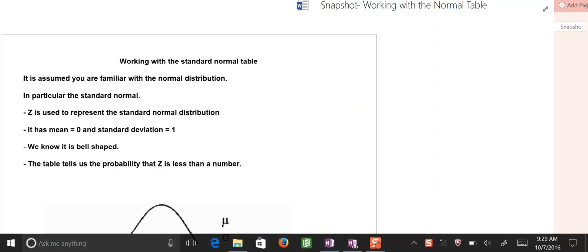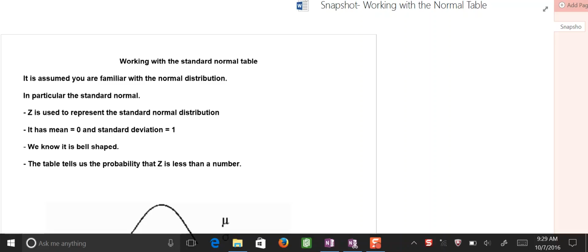Okay, everybody, this is a snapshot on working with the standard normal table. Again, it is suggested you work the problems and watch the video by pausing it, okay? Anyway, it is assumed that you are familiar with working with the normal distribution, the theory behind it, that sort of thing.